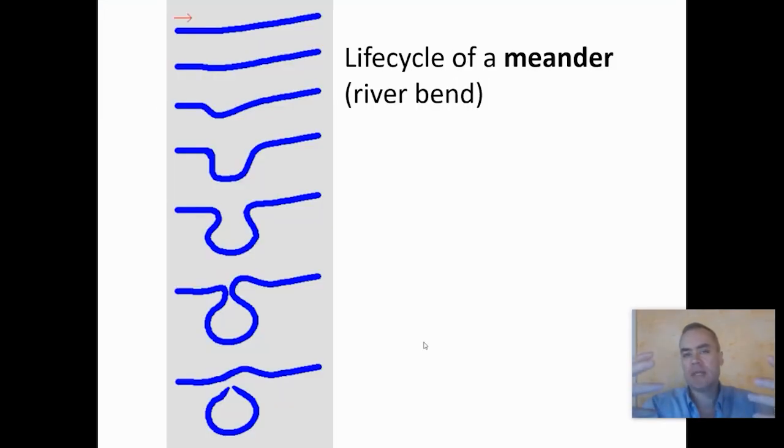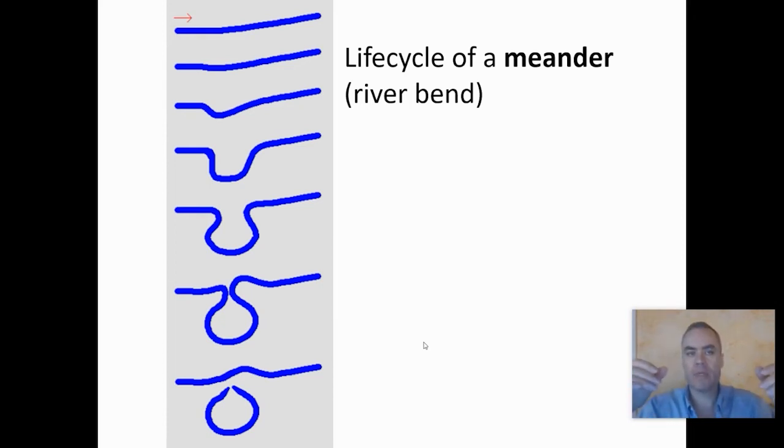We can look at this life cycle of a meander here as you go down the picture. And to see what's happening, we can start at the top. Basically, we have a river. There's a little slight bend in it there. And the red arrow is the water flowing down the river. And the first thing to remember is that rivers are never straight. So you're never going to start with a straight river. There's always going to be some lean to one side, some little curve in there.